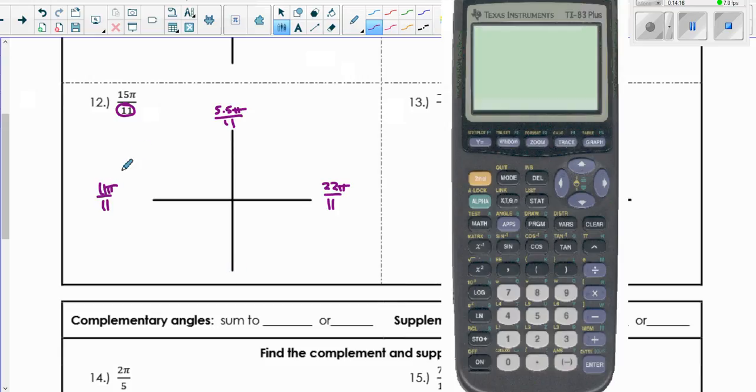So 11 plus 5.5 is 16.5 pi over 11. And by doing that, I can see that 15 is just before that. So now I can see that this is my initial side, and my terminal side is somewhere over here. Okay, and then I can see that I'm going this direction, and this is 15 pi over 11. So you should notice that with radians, you got to do a little bit more work. With degrees, we really didn't have to do this.